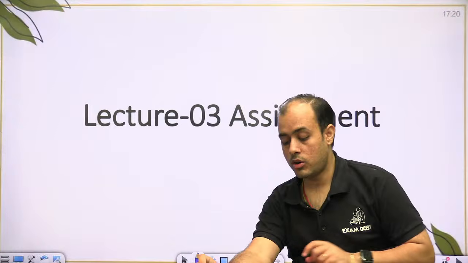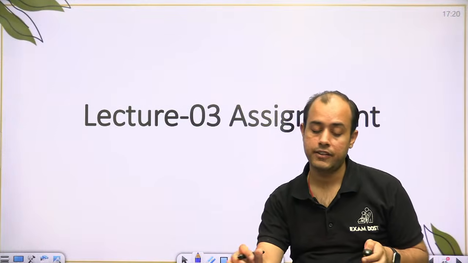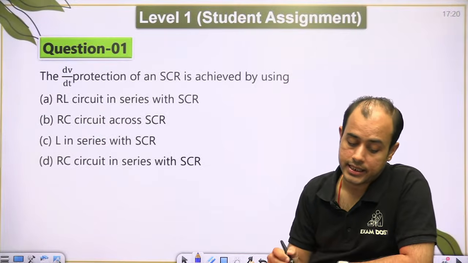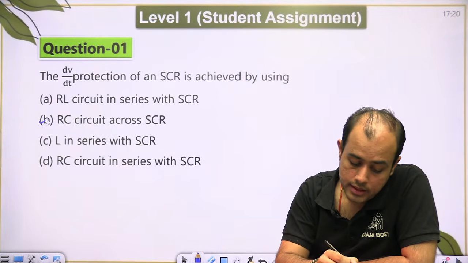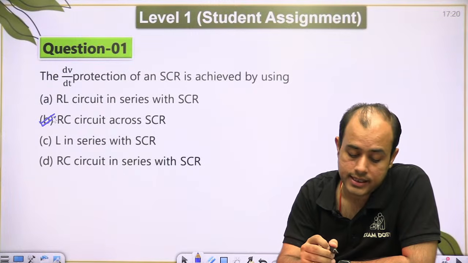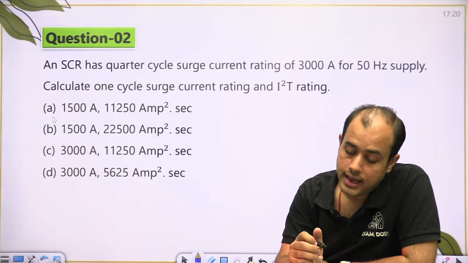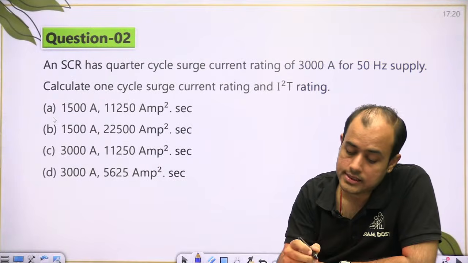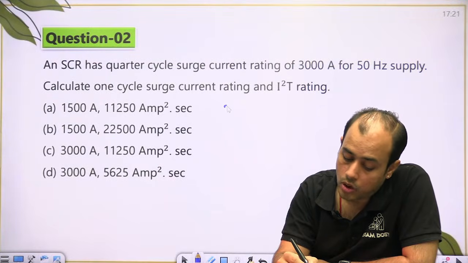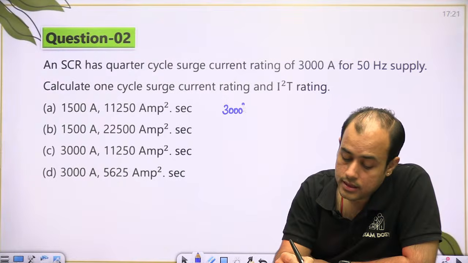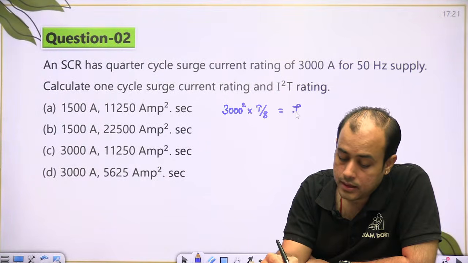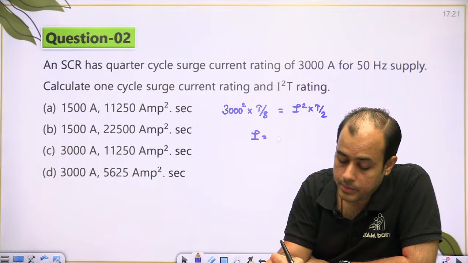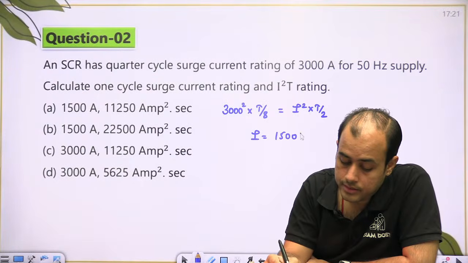चलिए, now I will come to the assignment that I gave you yesterday. कल वाला असाइनमेंट करेंगे. dv by dt protection is achieved using an RC circuit across the SCR, which is the snubber circuit. SCR has a quarter cycle surge current rating. So quarter cycle means I will take half of T by 4, T by 8. For one cycle, I will take T by 2. So I will be 1500.